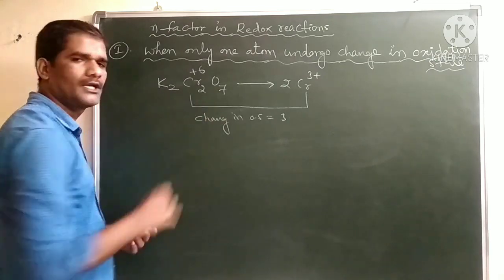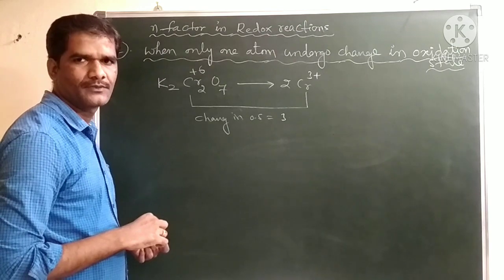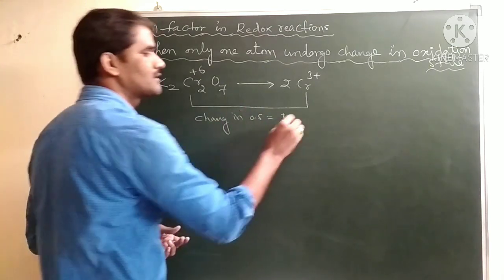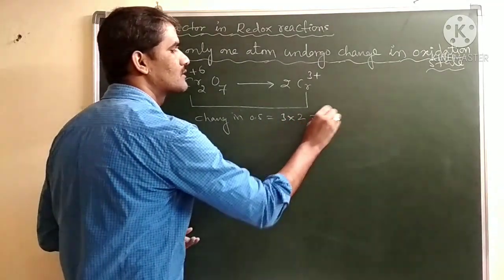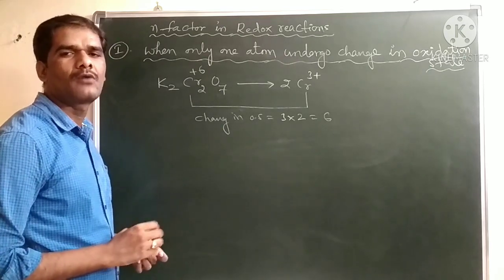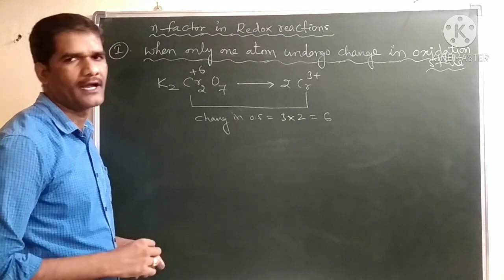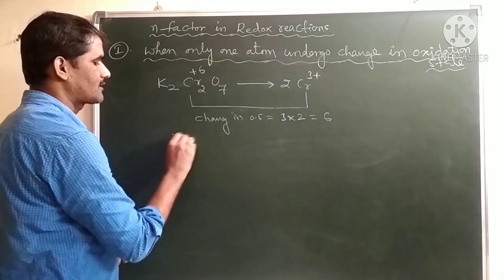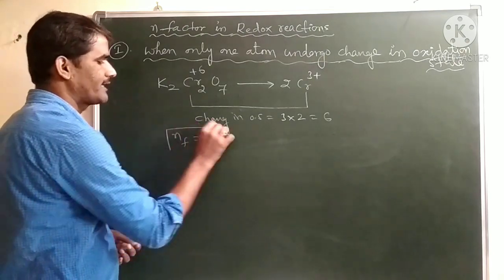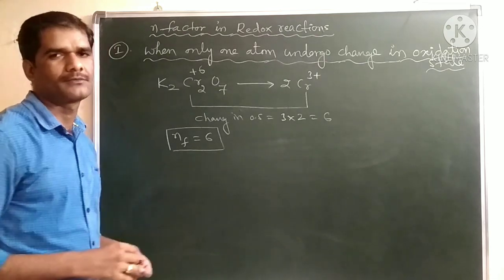But in this one molecule there are 2 chromiums. Each chromium transfers 3 electrons. So total electrons transferred by 2 chromiums is 3 into 2, equal to 6. Always you have to check per molecule how many electrons are transferring. That will give its N factor. So N factor for potassium dichromate is 6. It is not 3, it is 6, because in potassium dichromate there are 2 chromium atoms.